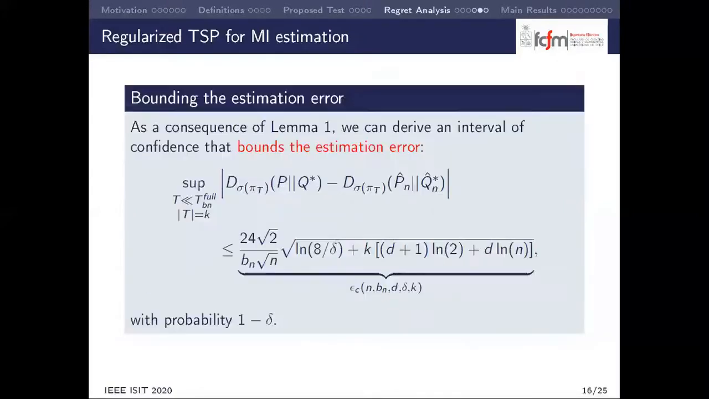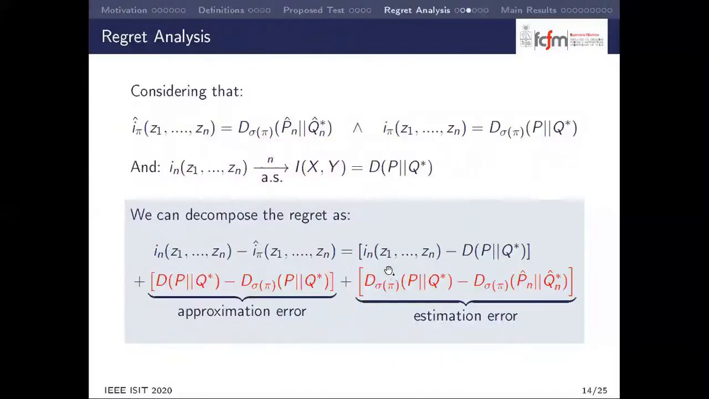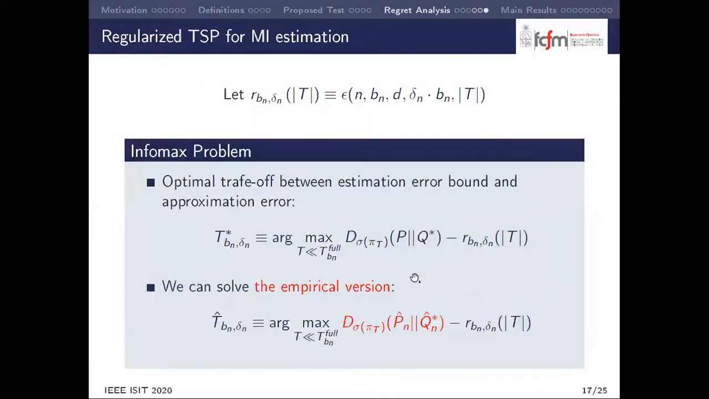So what we will do is, as we don't know these true probabilities, we will minimize the approximation error and the bound of the estimation error, which is expressed here, and we call it the infomax problem. But again, we don't know these true probabilities, so we will use their empirical versions. So this is the problem we will solve, and from here we will obtain an optimal empirical tree. Okay, so we are going to use this optimal empirical tree in our main results.